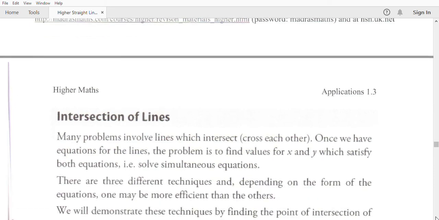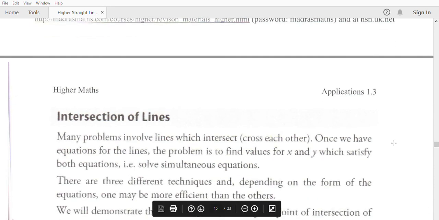So I'll do a separate video which kind of brings the median, altitude and perpendicular bisectors together.